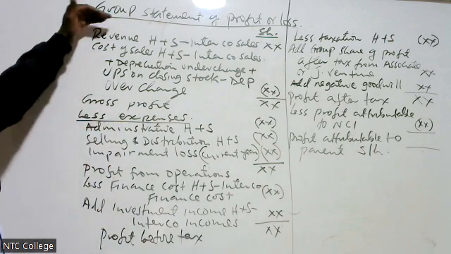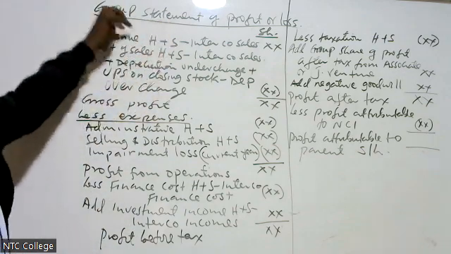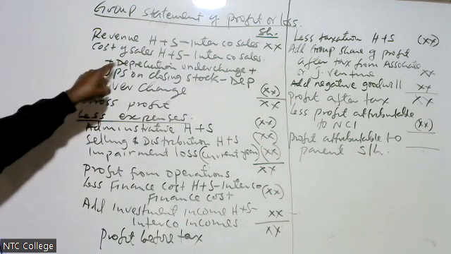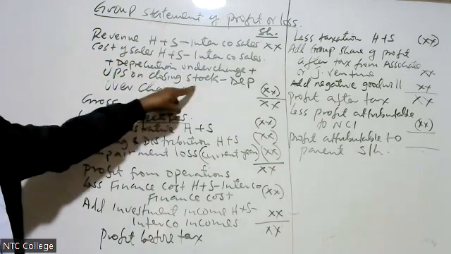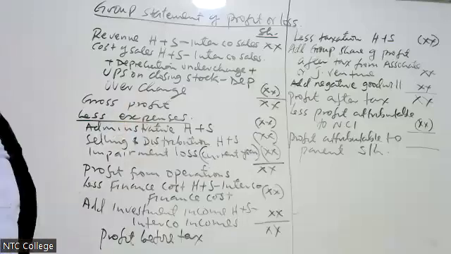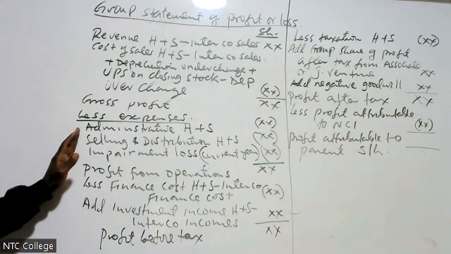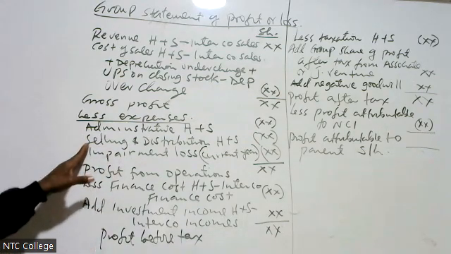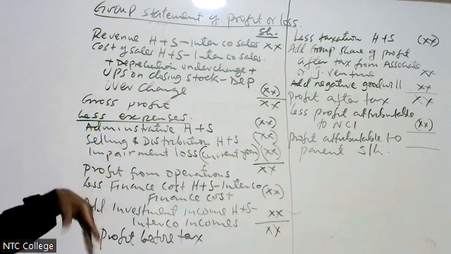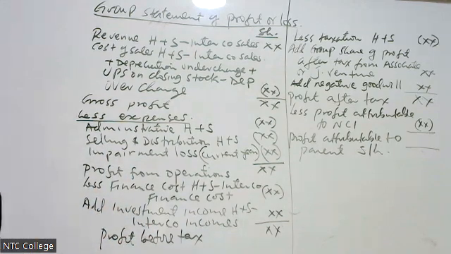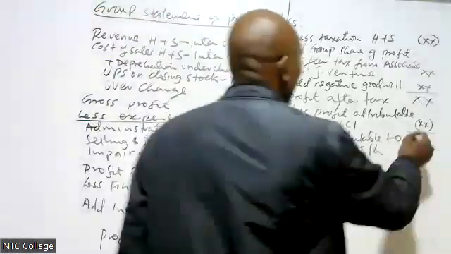Very straight. We are taking H plus S. In the revenue, we less intercompany sales. On the cost of sales, we less intercompany sales. We add depreciation undercharge. We add UPS on closing stock. We less depreciation overcharge. All those things I have explained, therefore they have no issue. When we come to administrative expense, we take H plus S, selling and distribution H plus S, impairment loss current year only, then finance cost, H plus S minus intercompany finance cost. Then we are done with the income statement.